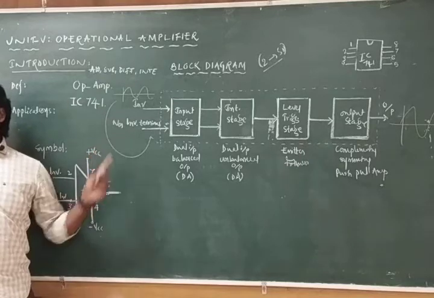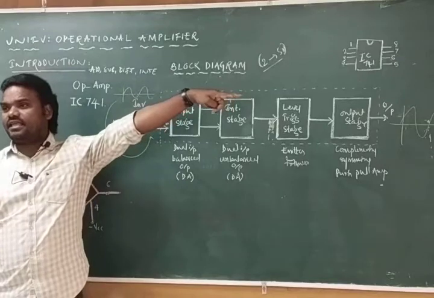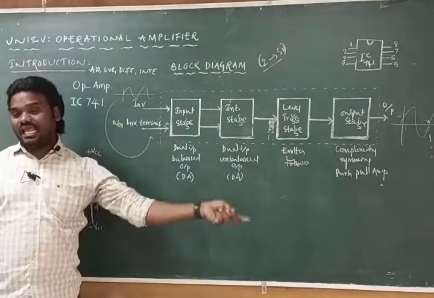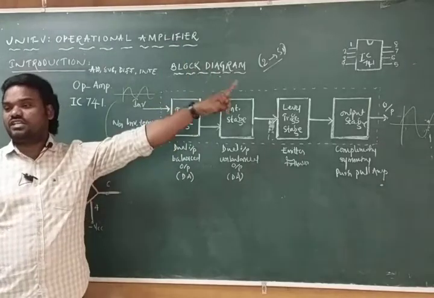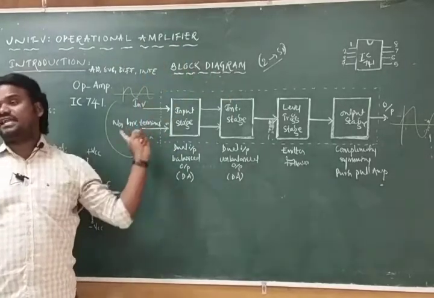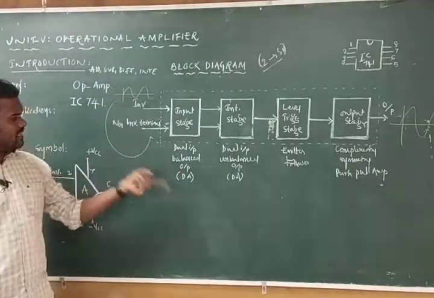Inverting and non-inverting terminal. If I give the input to the inverting terminal, the output will be in inversion with the input signal, so the phase difference between these two signals will be 180 degrees, and these two signals are called out of phase signals. Then coming to the next one.